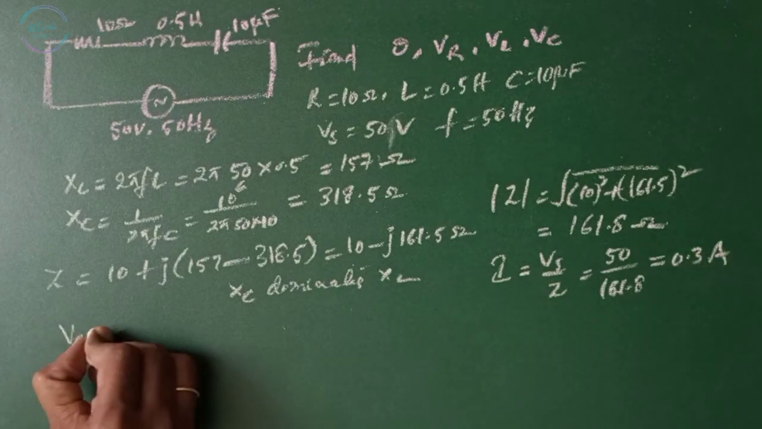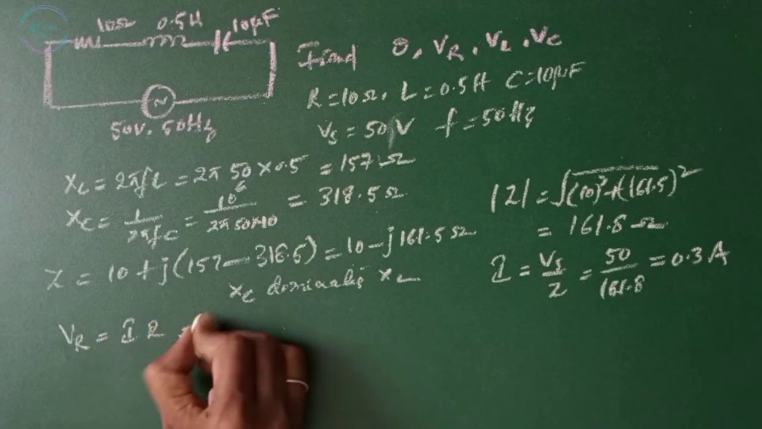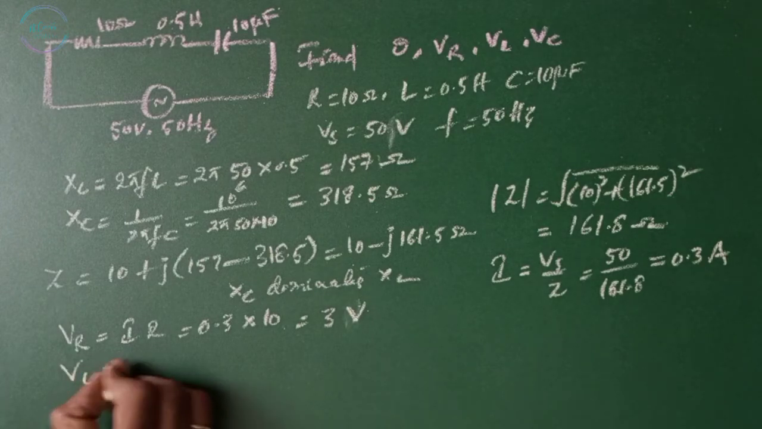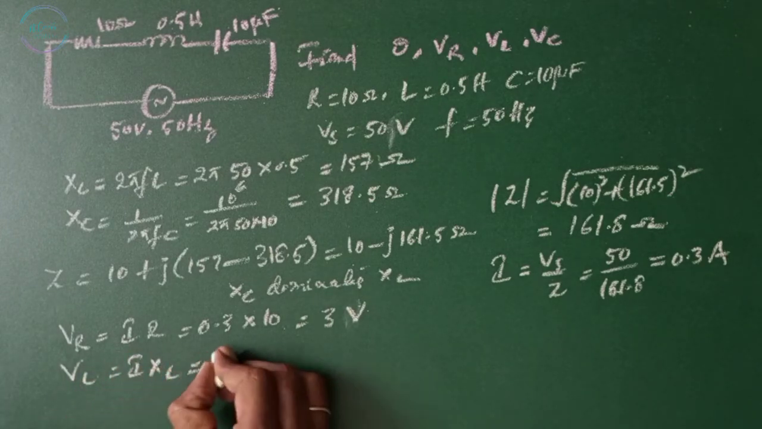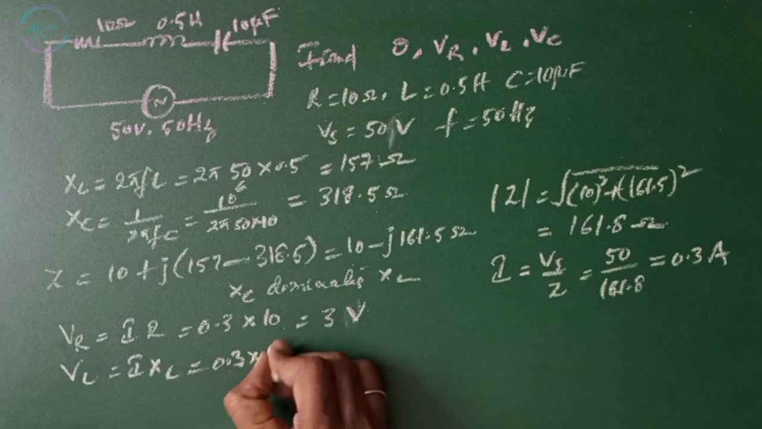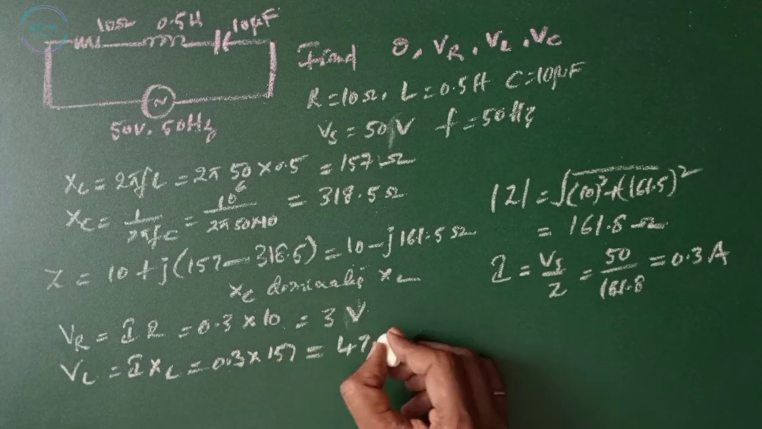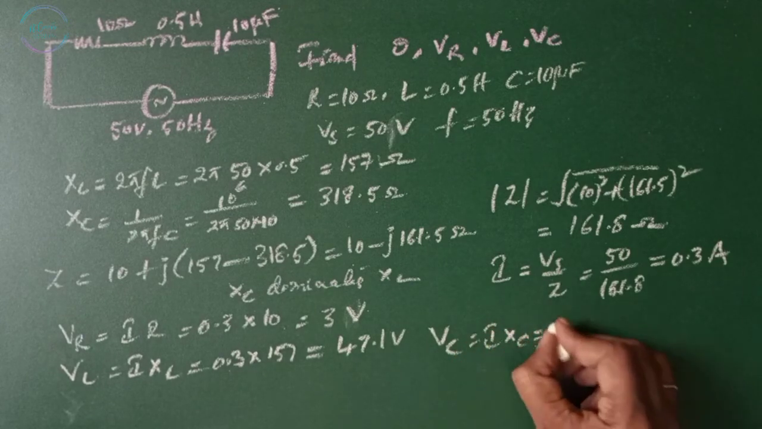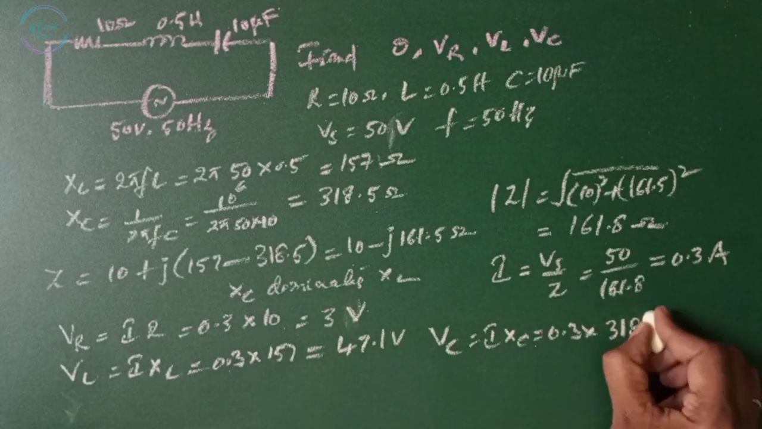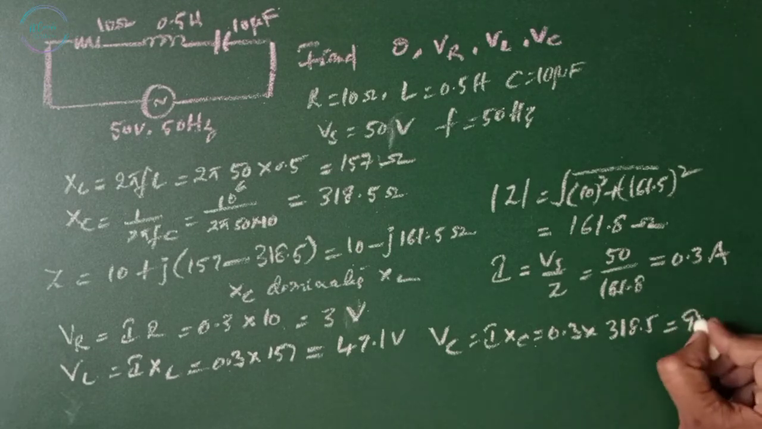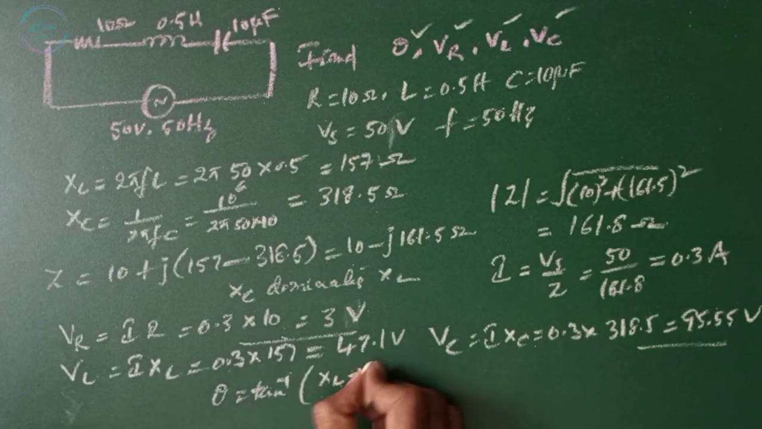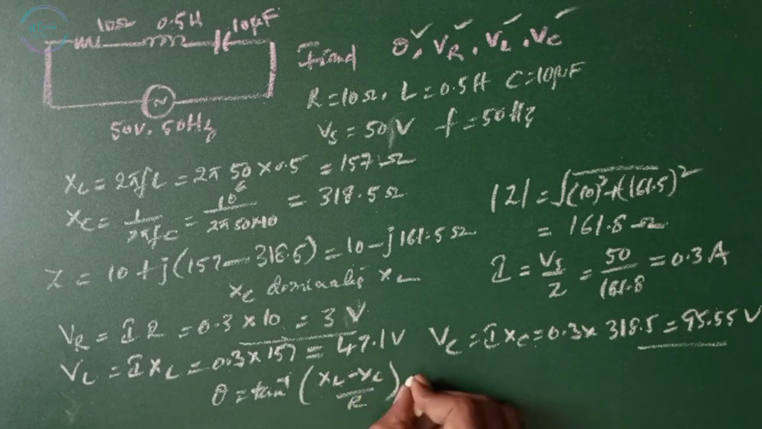Now VR equals I into R, that is 0.3 into 10 ohms, that equals 3 volts. VL equals I XL, that equals 0.3 into 157, that equals 47.1 volts. VC equals I XC, that equals 0.3 into 318.5, that equals 95.55 volts.